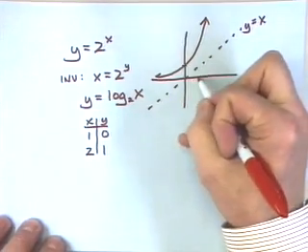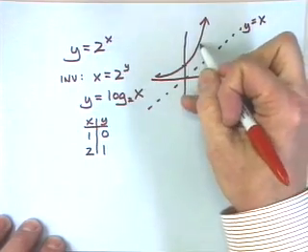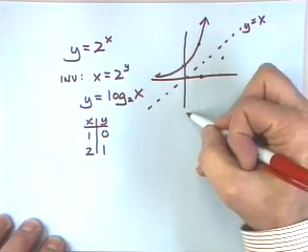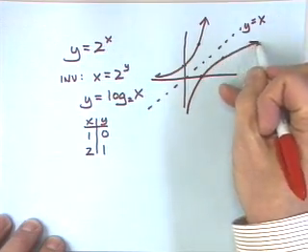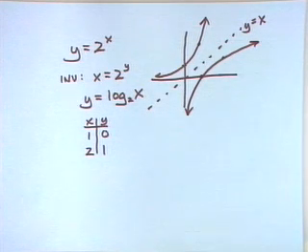Well, this is the point (0, 1), so we should expect the point (1, 0). This is the point (1, 2), so we should expect the point (2, 1). And we end up with that set, right? The mirror image of our original set flipped over the line y equals x.